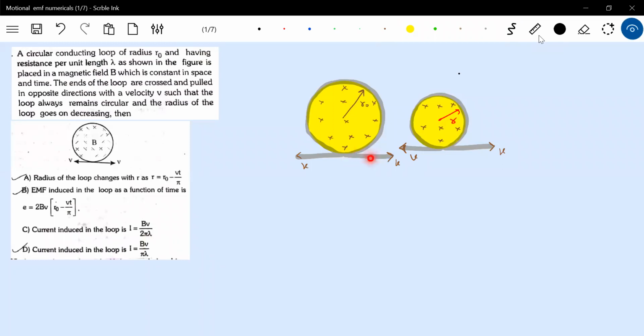Suppose this end moves a distance x, this end also will move a distance x. Because in time t, this end will move by a distance vt, this end also will move by a distance vt. How much has the length decreased? 2vt. Overall the length remains the same, no? But the perimeter has decreased by 2vt. Then with that, can we calculate the radius?